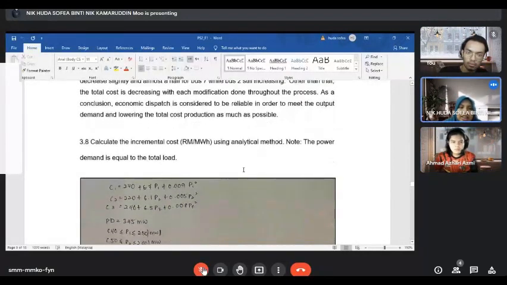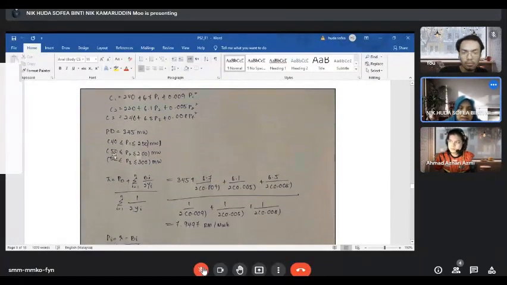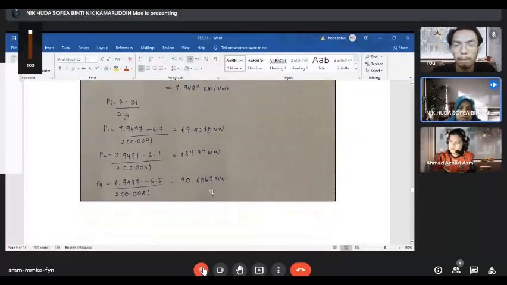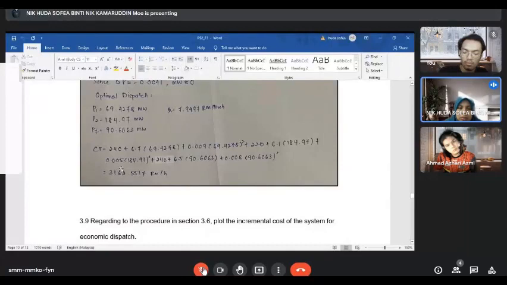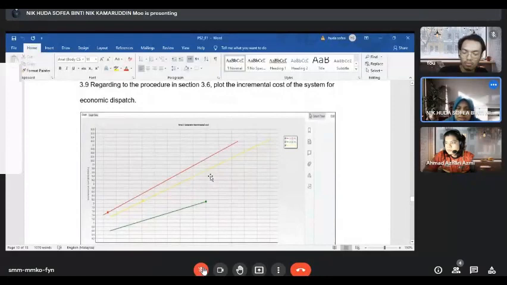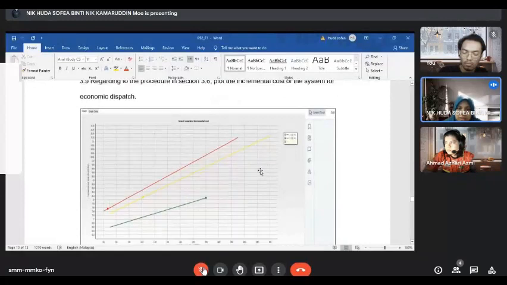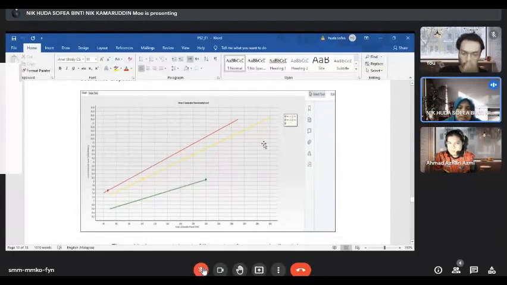Okay, next for the calculation. We calculate the incremental cost using the analytical method. This is the calculation that we get, and overall we get P1, P2, and P7. Lastly, we got the total, which is 3,162.5517 RM per hour. Regarding the procedure in section 3.6, we got the incremental cost of the system for economic dispatch. This is the graph, and as you can see, the graph is increasing.